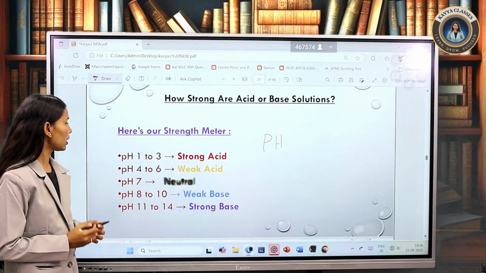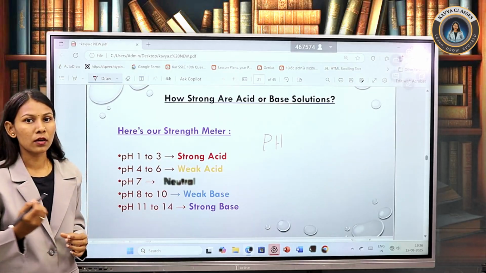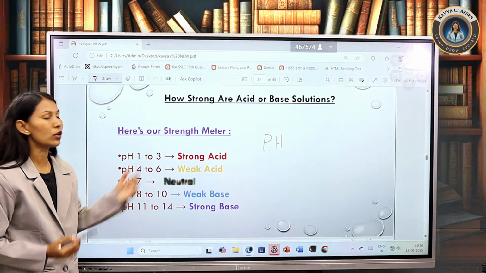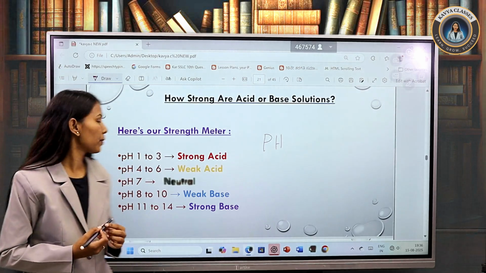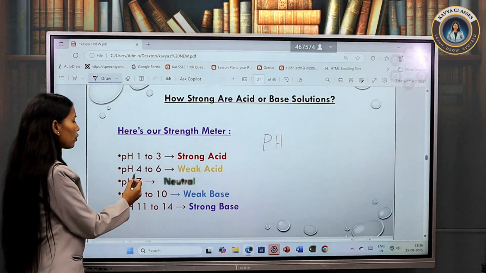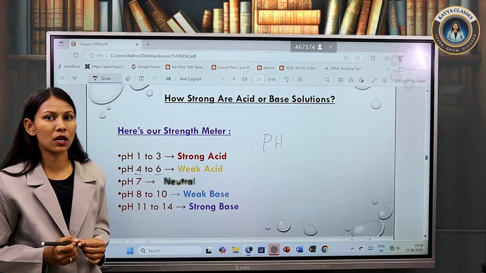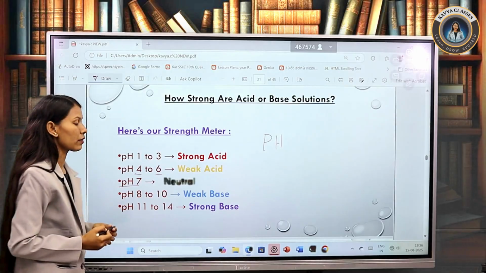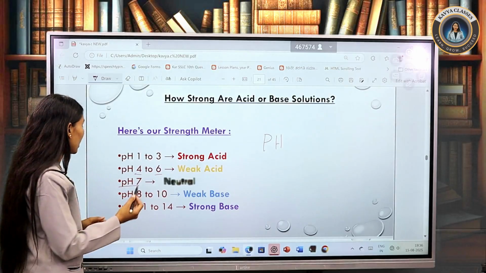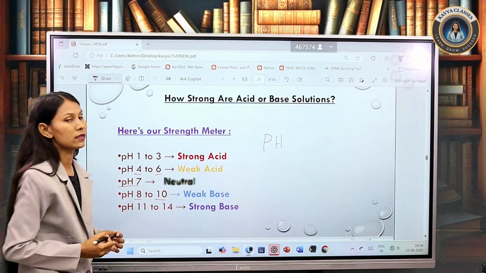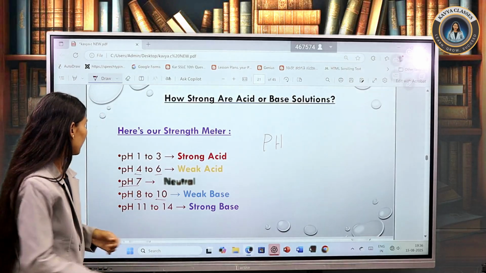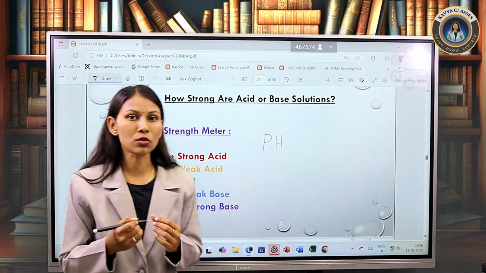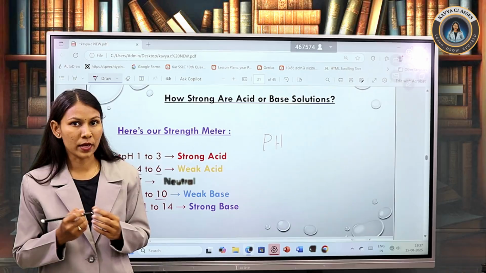Here's our strength meter. Solutions with pH ranging from 1 to 3 are termed strong acids. Solutions with pH from 4 to 6 are termed weak acids. A pH of 7 indicates neutral. A pH range of 8 to 10 indicates weak bases. And a pH range from 11 to 14 is termed strong bases.